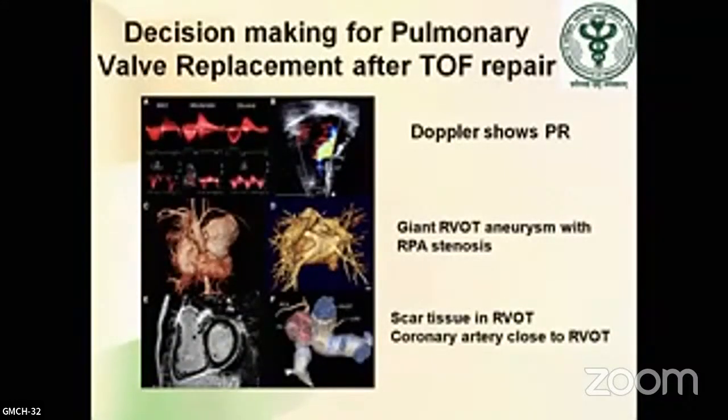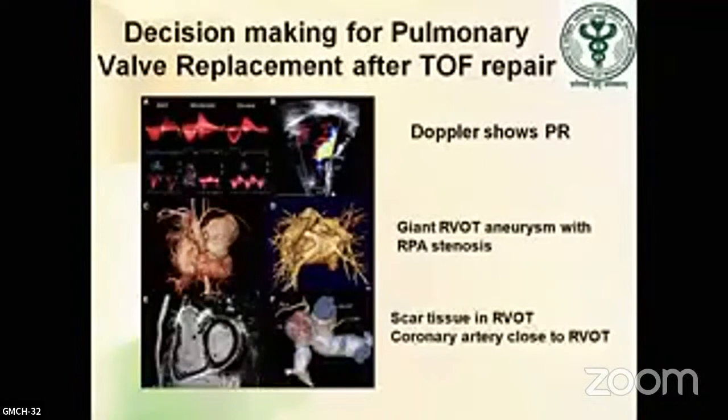Now, just a couple more examples for you. So this is a post-operative tetralogy. These upper panel pictures show you the patient has got a pulmonary regurgitation. You have to believe my word for it. And we do a CT angiogram. And what we see is a large aneurysm of the right ventricular outflow tract.